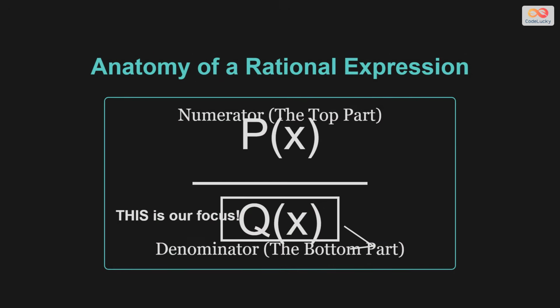A rational expression is essentially a fraction that contains variables. It has a top part, called the numerator, and a bottom part, called the denominator. When we're looking for restricted values, our entire focus is on the denominator.